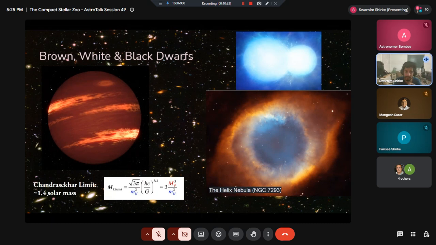So there are brown dwarfs, white dwarfs, and black dwarfs. Brown dwarfs are basically failed stars. They are not really stars. They are just like Jupiter-like planetary objects. They are very hot and very massive, but their mass is not enough to start the fusion reaction, so they don't end up becoming stars. So those are brown dwarfs. That's not a star.